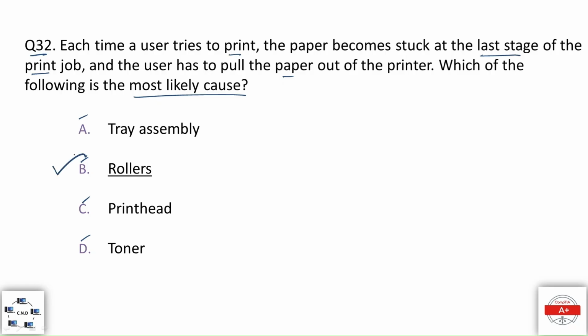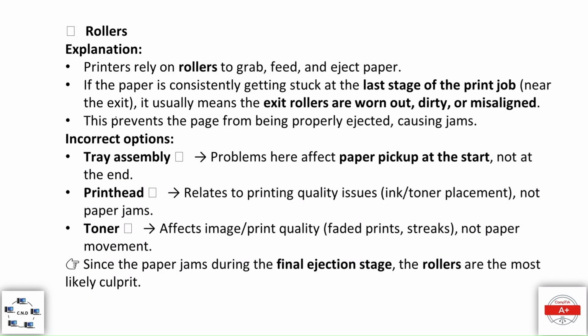option B, rollers. And the explanation is, the printer relies on rollers to grab, feed and eject paper. If the paper is consistently getting stuck at the last stage of the print job near the exit, it usually means exit rollers are worn out, dirty or misaligned.